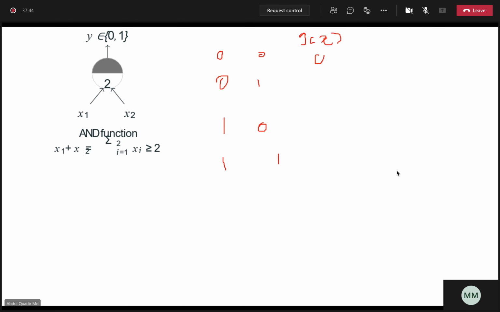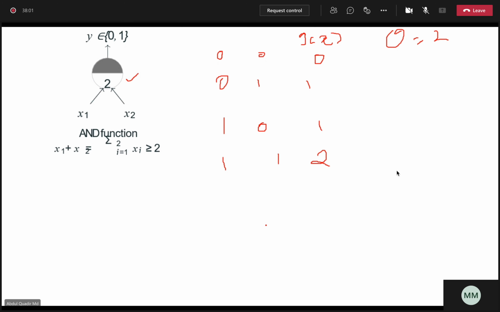So 0 plus 0 is 0. 0 plus 1 is 1. And 1 plus 0 is 1. And 1 plus 1 is 2. Now what is the threshold I have kept here, students? 2. That is theta. This 2 I have kept here.